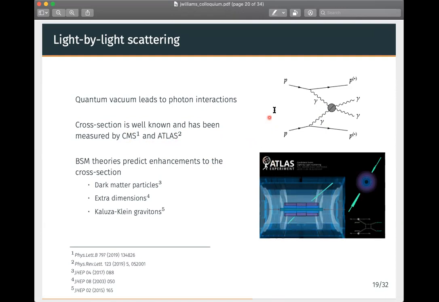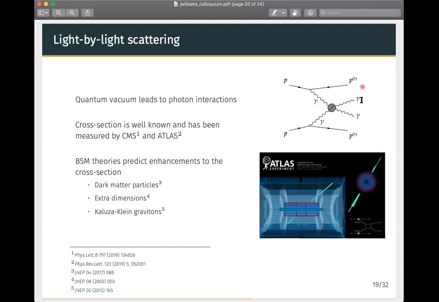However, I'm not interested in studying this process for its standard model implications. I'm actually interested in it because there are many theories beyond the standard model that predict enhancements to the production rate, or the cross-section for this process. So these theories are theories of dark matter, extra dimensions, gravitons, things of this nature. And so since we know the cross-section so well, we can look for any enhancements to the cross-section that could be signs of new physics, or physics beyond the standard model.